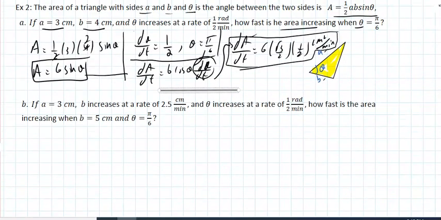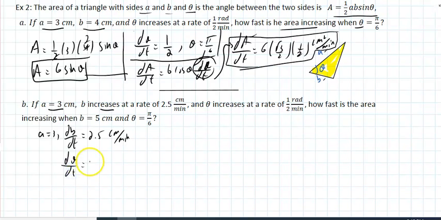And here they go back to the same equation. They say, hey, if A equals 3 and B is increasing, so the change of B with respect to time is 2.5 centimeters per minute, and the change in theta with respect to time is still 0.5 radians per minute.